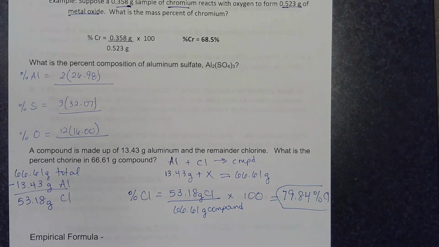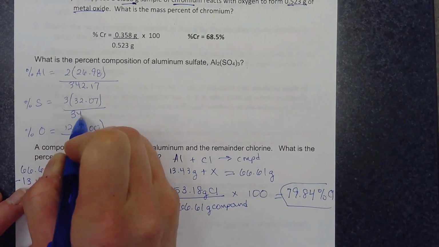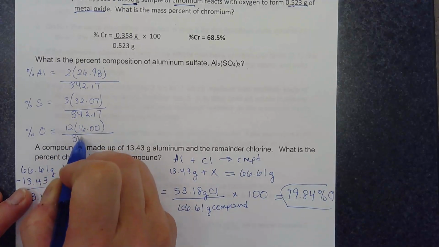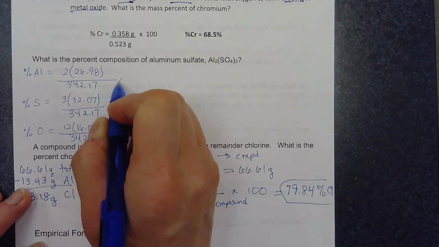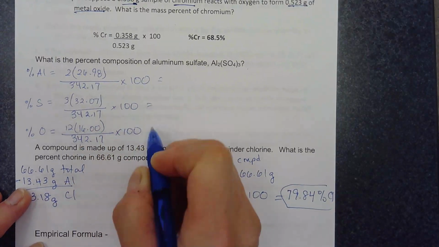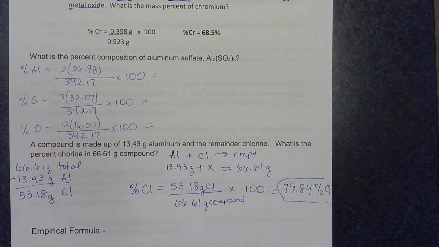Do you get 342.17? So 342.17 goes on the bottom for each one of these, times 100, times 100, times 100. And then how many significant figures will each one of these have? 4. Good. So plug it in.